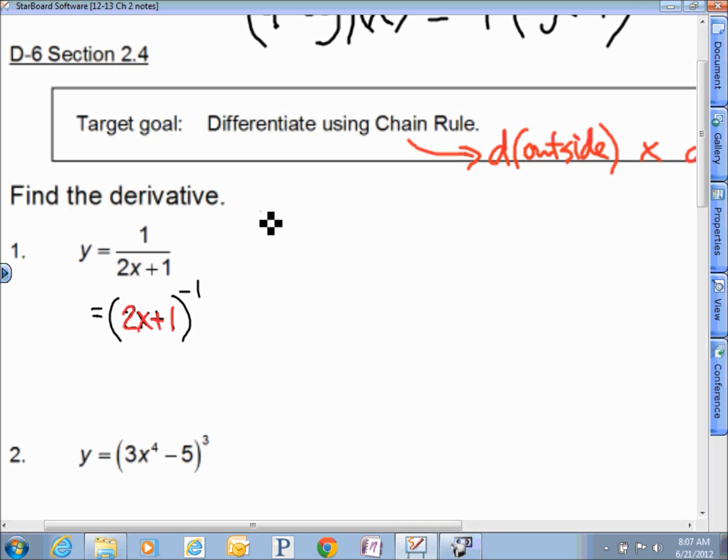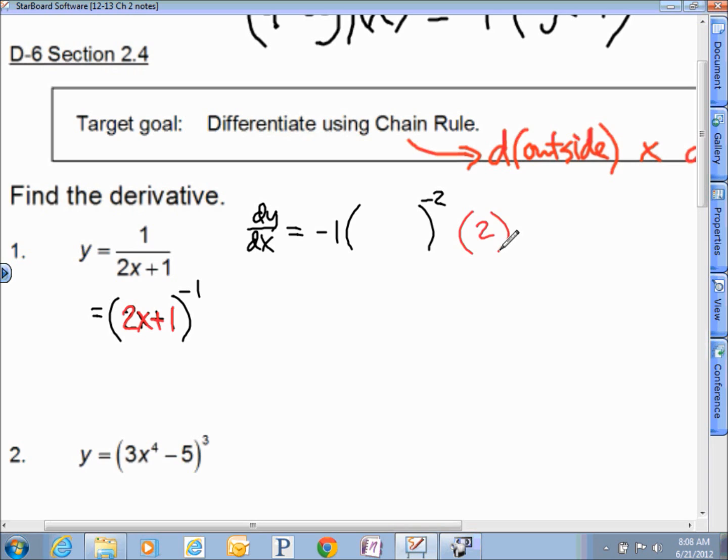So our dy over dx, I'm going to start by taking the derivative of the black function. What's the derivative of something raised to the negative first power? Well, that's negative 1 times that something to the negative second. There's the derivative of the outside function. Well, now I'm going to multiply that by the derivative of the inside function. What's the derivative of the inside function?